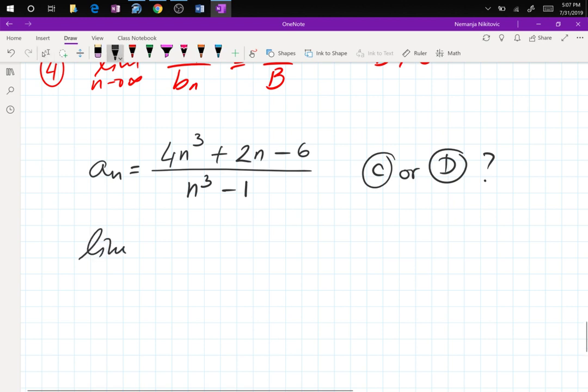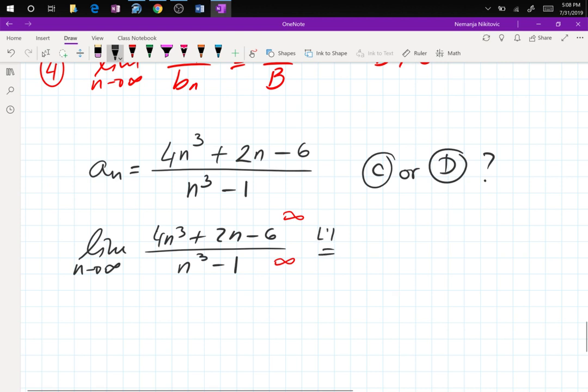So you are supposed to take the limit as n goes to infinity of (4n cubed plus 2n minus 6) divided by (n cubed minus 1). When you plug infinity in, you get infinity over infinity, which is the indeterminate form we study as part of L'Hopital's rule. L'Hopital's rule is applied when you have 0 divided by 0 or infinity divided by infinity. The way it works is you take independent derivatives of numerator and denominator, so it's not the quotient rule, and then try to work out the problem again.